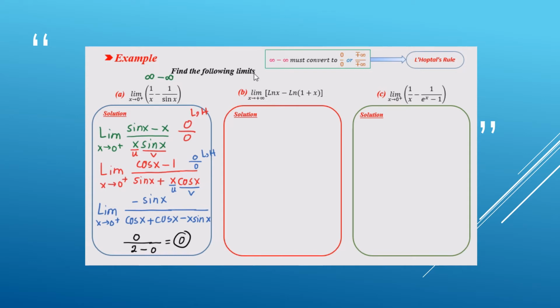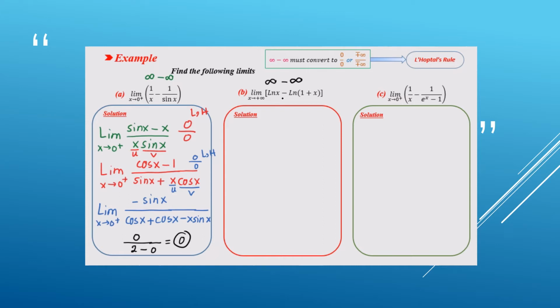In part B, we have the limit of ln of x minus ln of 1 plus x when x goes to positive infinity. So by a direct substitution, ln of infinity equals infinity, minus ln of 1 plus infinity, which is ln of infinity, gives us infinity. So infinity minus infinity, you have to convert it to 0 over 0 or infinity over infinity to use L'Hopital's rule. So how to make this?